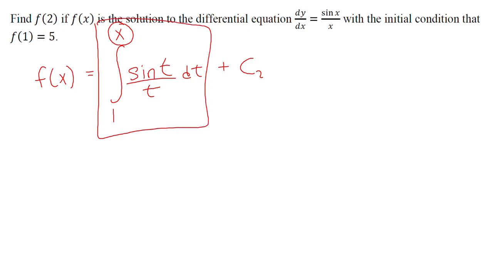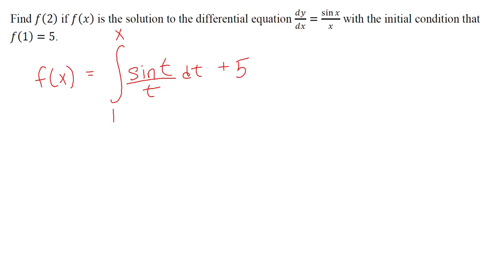Well, if I evaluate when that portion is equal to 0, then I need to add something to make it equal 5. Well, 0 plus 5 is going to equal 5. So what we'll do is we'll just get rid of this c sub 2, and we'll call this 5. And now we've got our function that satisfies the condition that f of 1 is 5 and that its derivative is sine x over x.